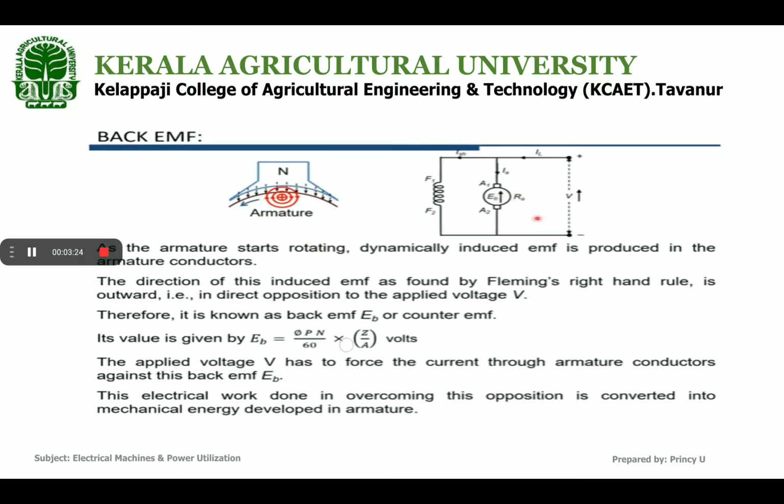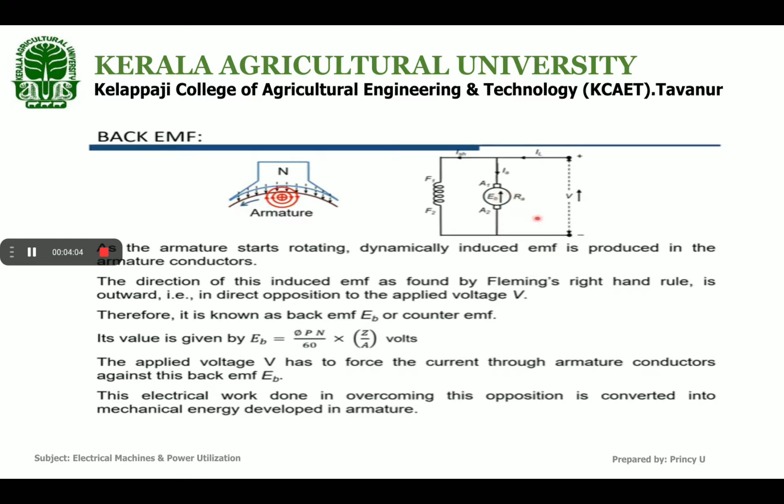Next, as the armature starts rotating, by experiencing that force, dynamically induced EMF is produced in the armature conductor. Whenever an armature conductor cuts the magnetic flux, our armature has started to rotate, but there will be main flux in the main poles. When a conductor cuts a flux, we know there will be an induced EMF. So this current carrying conductor cuts the main magnetic flux and induces an EMF. It's dynamically induced EMF because it's a moving coil.